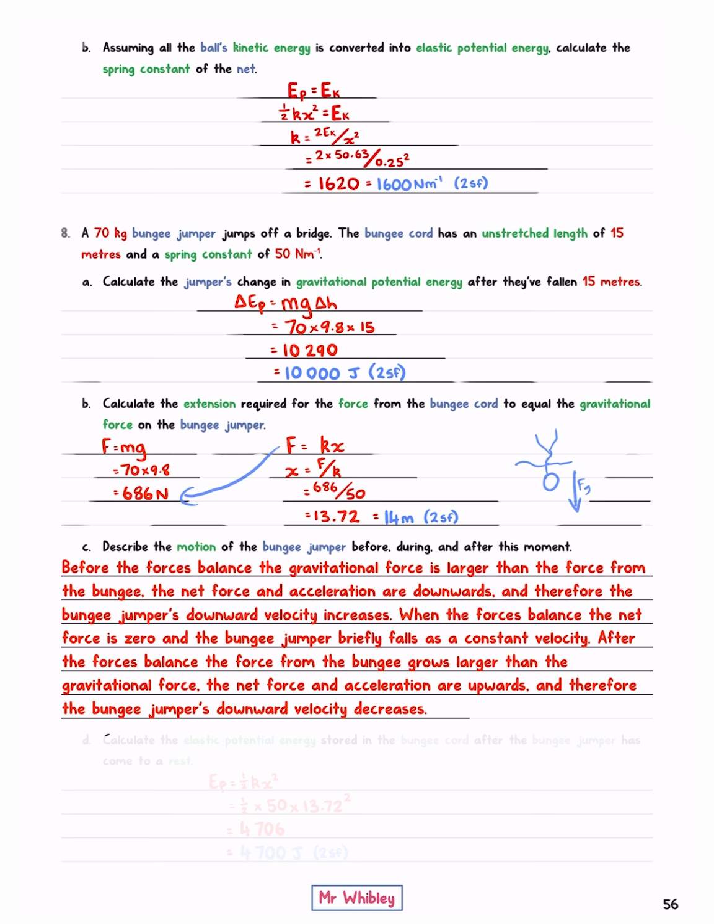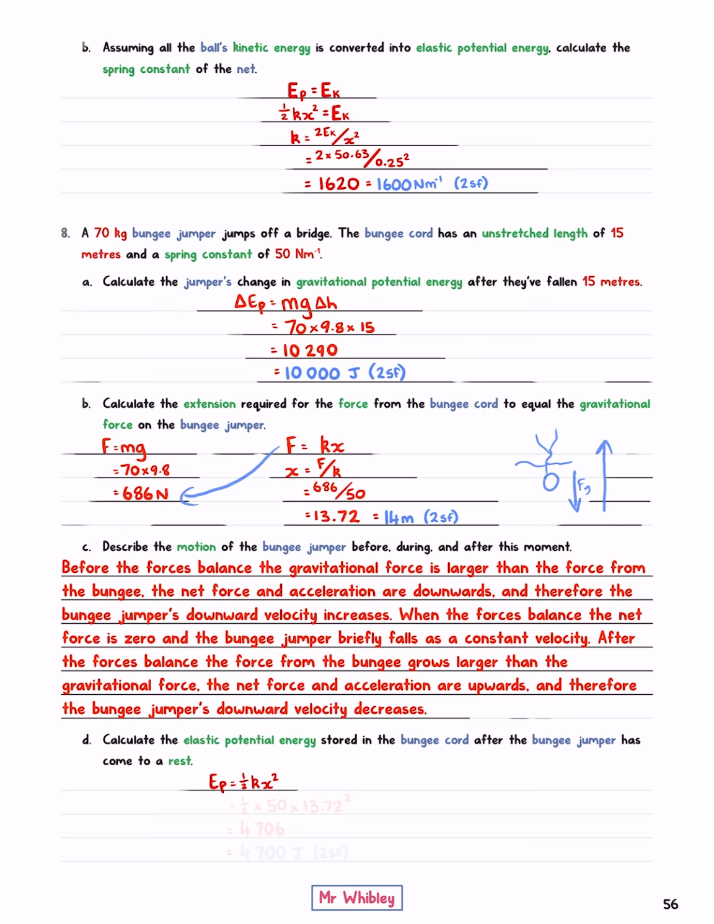And so we've reached a point where our bungee force is now greater than our gravitational, meaning that our net force and net acceleration are now upwards, in opposition to our downwards velocity, which will cause that downwards velocity to decrease. Calculate the elastic potential energy stored in the bungee cord after the bungee jumper has come to a rest.